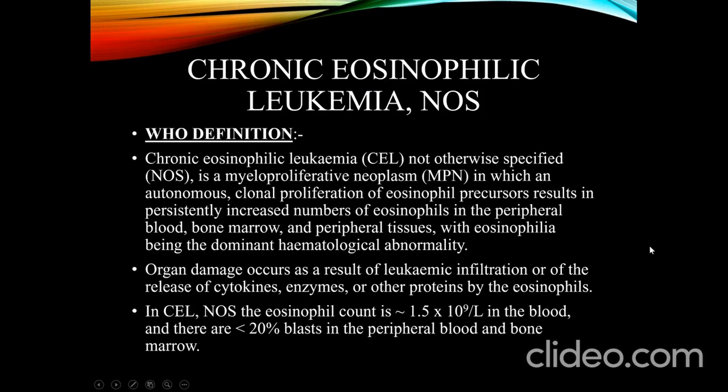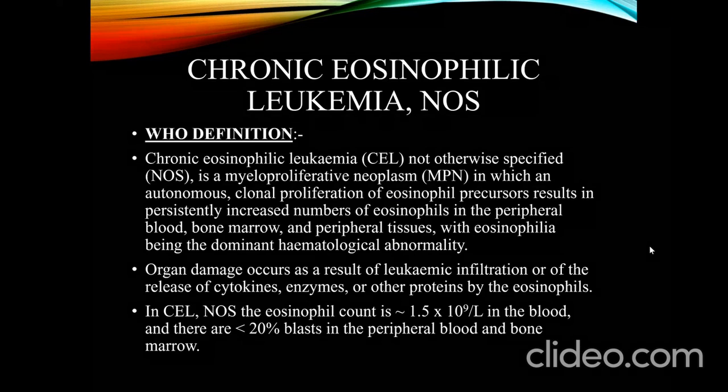So for chronic eosinophilic leukemia not otherwise specified, the WHO definition is: chronic eosinophilic leukemia not otherwise specified is a myeloproliferative neoplasm in which an autonomous clonal proliferation of eosinophil precursors results in persistently increased numbers of eosinophils in the peripheral blood, bone marrow, and peripheral tissues, with eosinophilia being the dominant hematological abnormality. Organ damage occurs as a result of leukemic infiltration or of the release of cytokines or other proteins by the eosinophils.